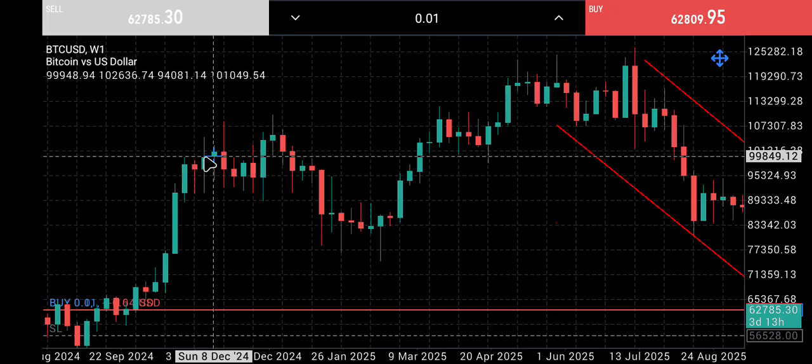After the closure of the previous price. The previous price is this one. The previous price closed here, and the price here, you can see, is 99,849.12. So that's where the price closed on this previous candle.